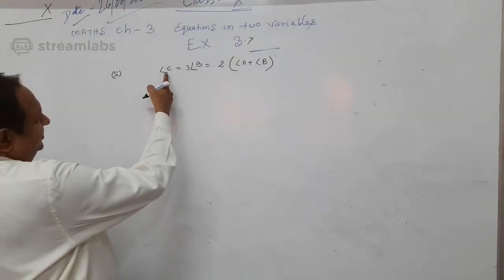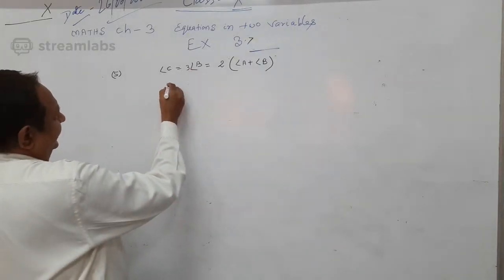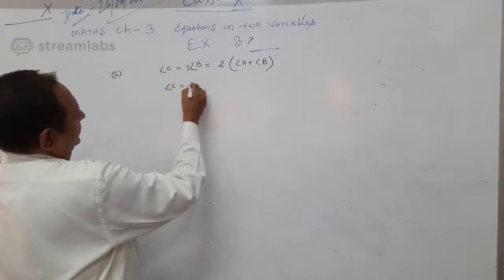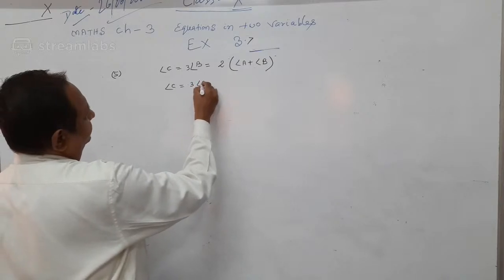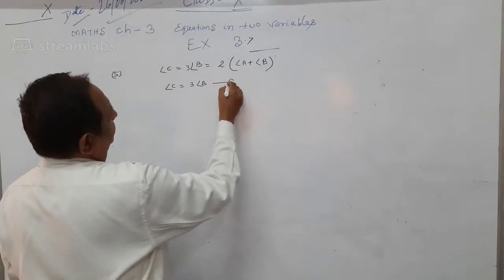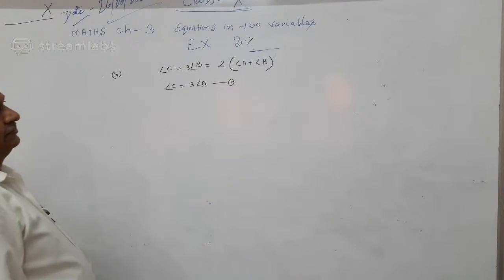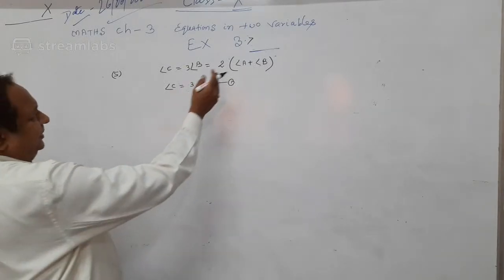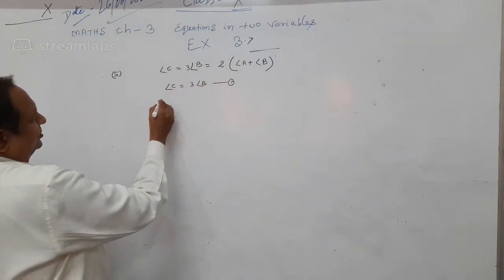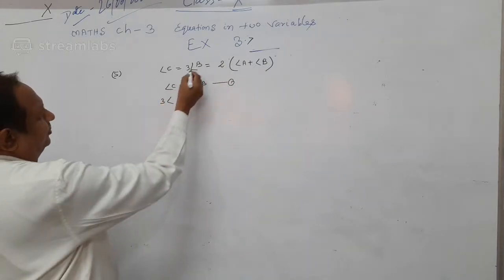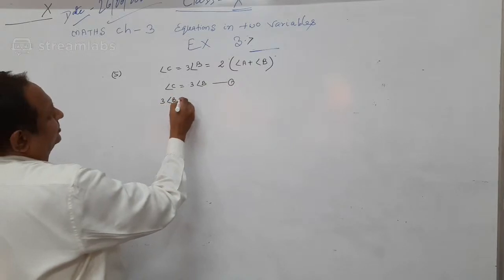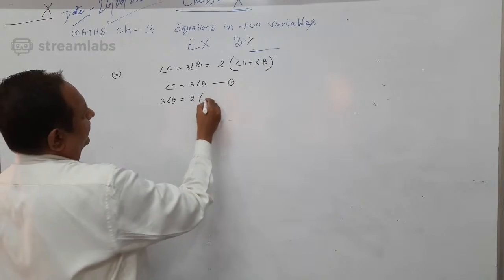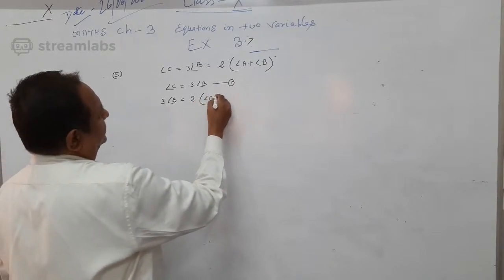The relation between angle C and B is angle C is equal to 3 angle B. Say equation number 1. Now we have to find the relation between A and C. So 3 angle B is equal to 2 into angle A plus angle B.